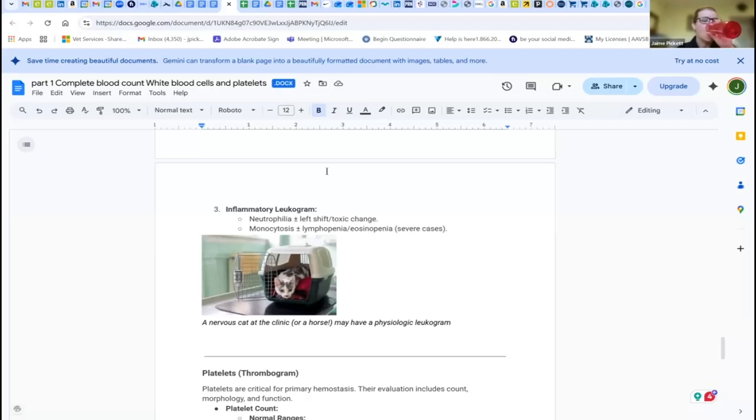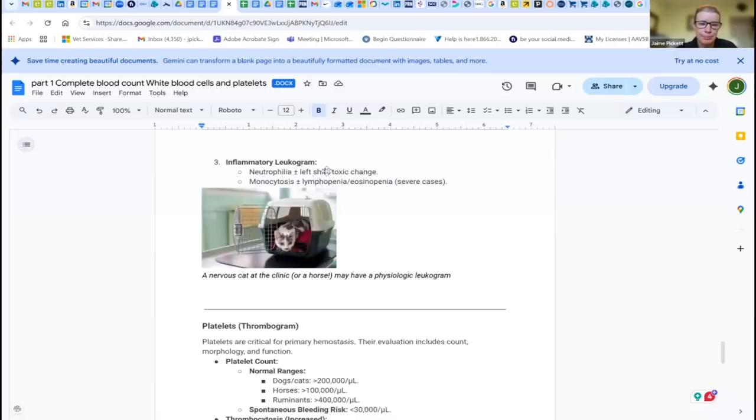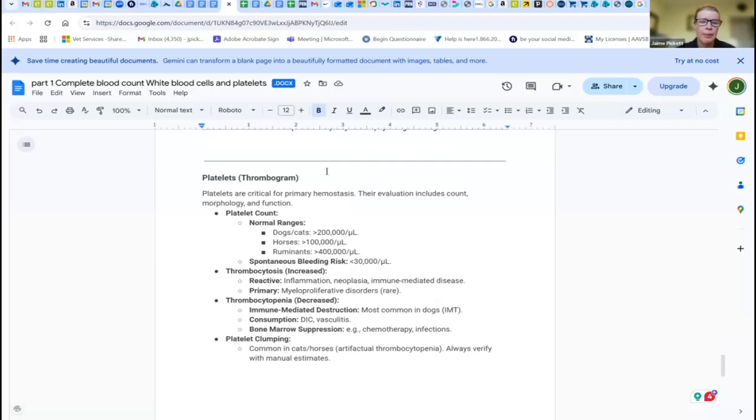Now we're going to talk about platelets, or the thrombogram. This is the first step in hemostasis. The thrombogram is the platelet portion of the CBC. Platelets are small, but absolutely essential for primary hemostasis.